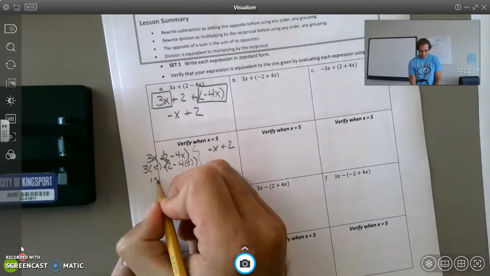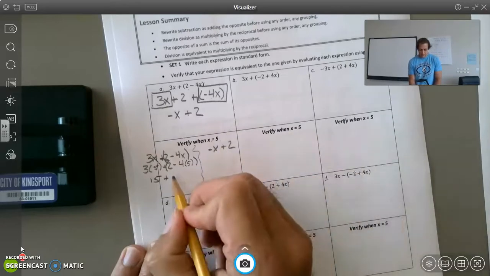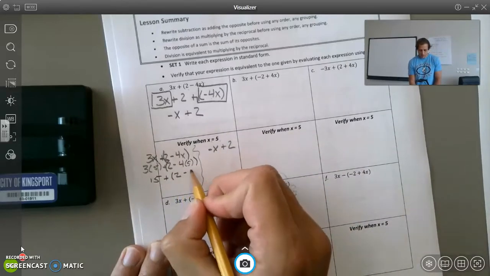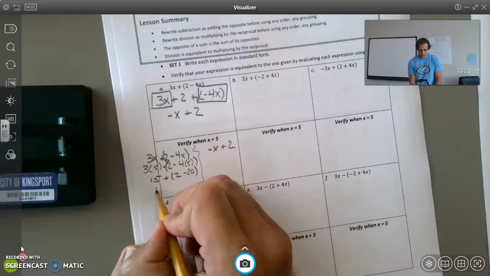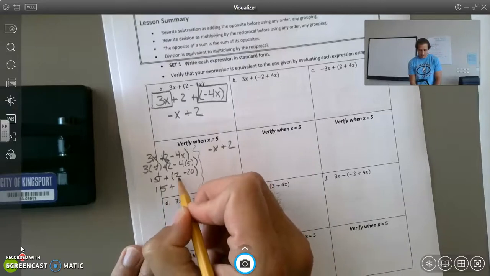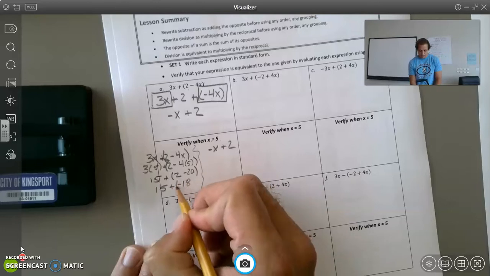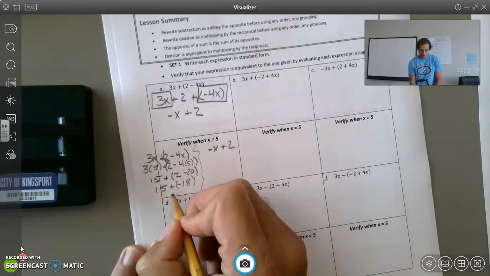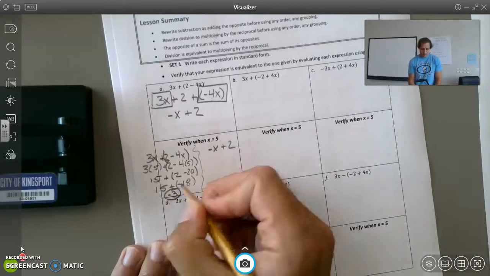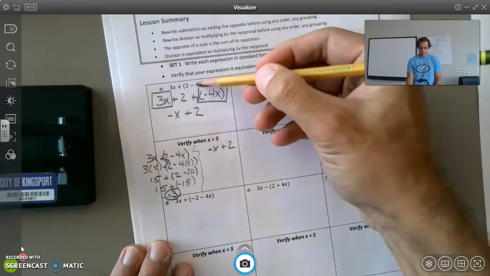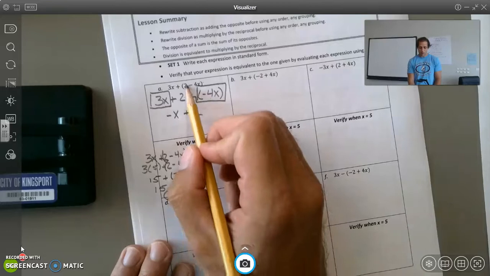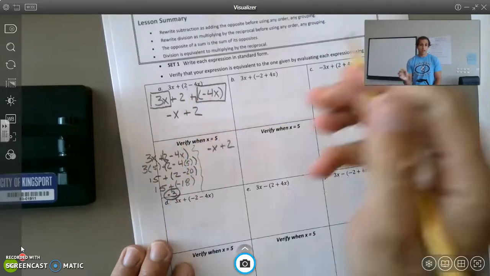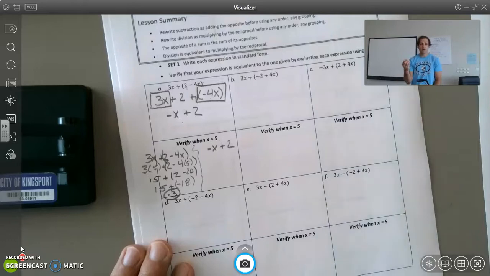And that is 15 plus, well, 2 minus 20. 2 minus 20 is negative 18. 2 plus negative 20, that's negative 18. And 15 plus negative 18 is negative 3. All right, so when x is equal to 5, this expression should evaluate to negative 3. Well, I have rewritten this expression as negative x plus 2. If that's truly an equivalent expression, when I put 5 in for x, it will also evaluate to negative 3.